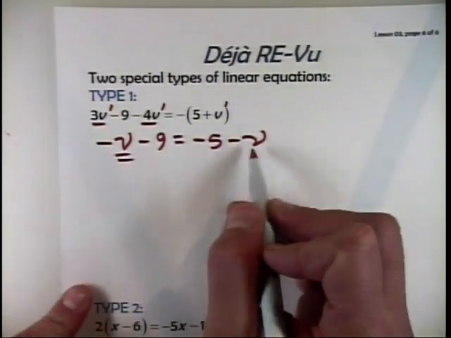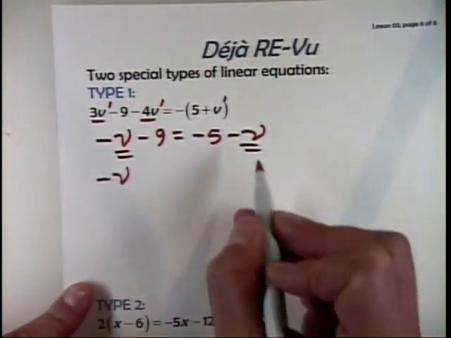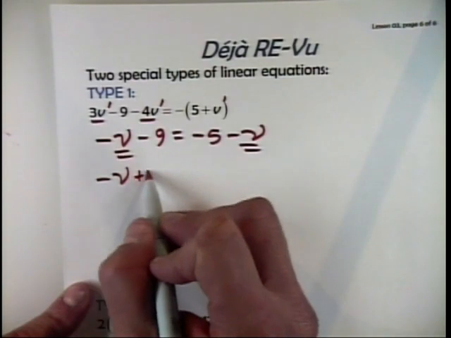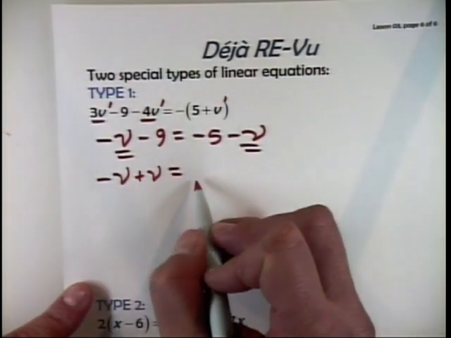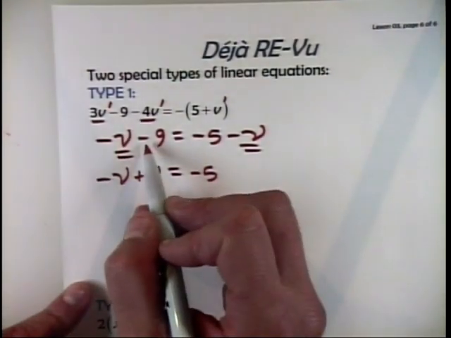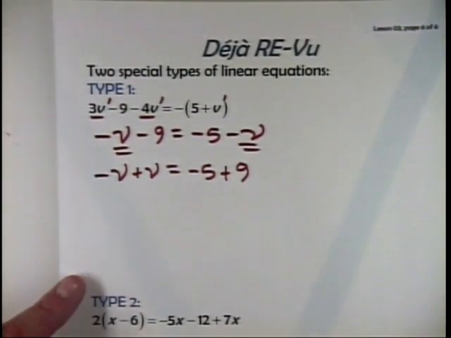Well, here's my v's that I've got to get together. So I'm going to keep them on the left. So this negative v stays. He welcomes this guy over. By adding v to both sides, we get a positive v. So the negative 5 stays on the right. He's the placeholder on the right-hand side for the numbers. By adding 9 to both sides, bringing him across, changing his sign, we get that.